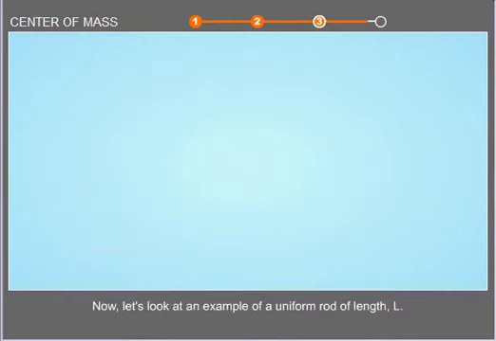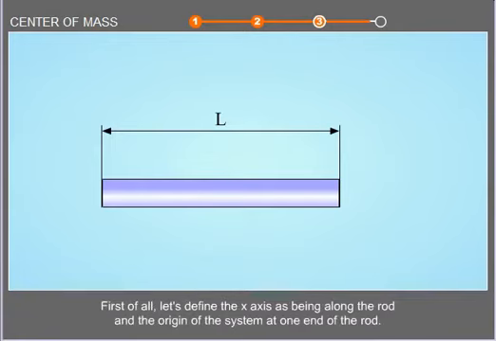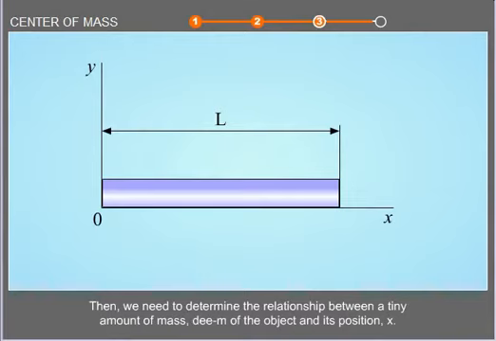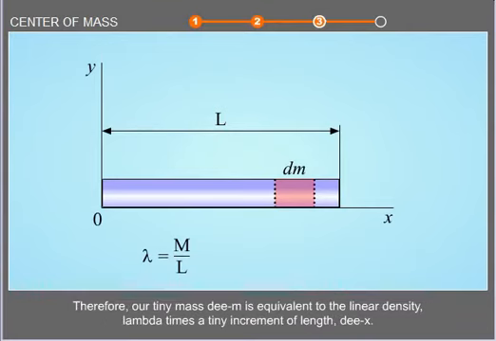Now let's look at an example of a uniform rod of length L. First of all, let's define the x-axis as being along the rod and the origin of the system at one end of the rod. Then we need to determine the relationship between a tiny amount of mass dm of the object and its position, x. A simple way to do this is to use the linear density of the rod, lambda, which is equal to the mass, m, of the rod over its length, L. Therefore, our tiny mass dm is equivalent to the linear density, lambda, times a tiny increment of length, dx.